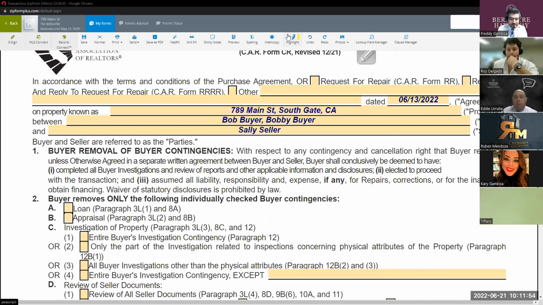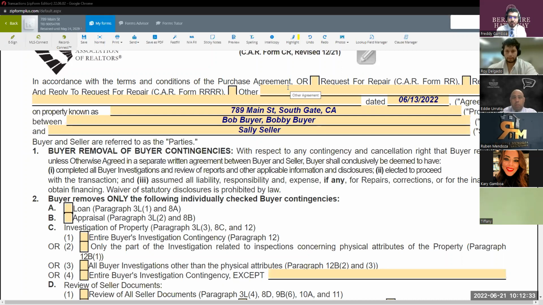So those are the items that most likely have to be removed on the transaction. It's disclosures, inspections, investigations, appraisal, reports, and loan. Keep that in mind. You may remove them as you go, or you can wait after the 17th day to remove them all at once. Or in other cases, you wait until you have everything fully lined up and you feel fully satisfied. Then the buyer can remove all contingencies. But the buyer must remove them in writing.